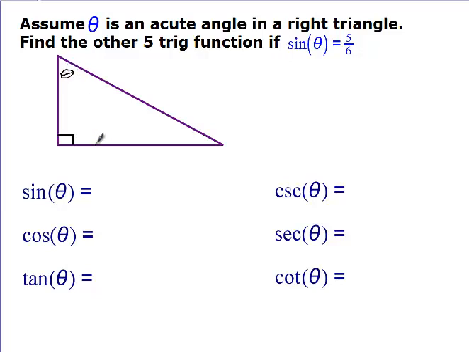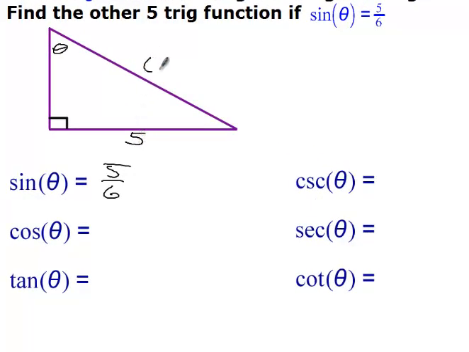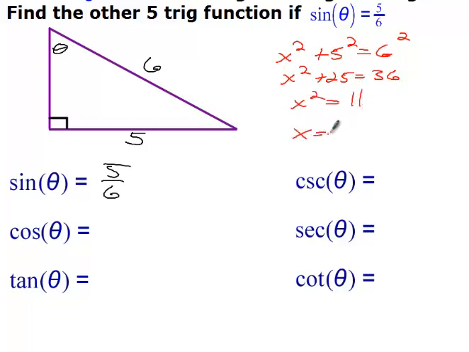And what do they tell you about theta? Which trig function do they give you? Okay, sine of theta is 5 over 6. So what does that tell me about my triangle? Right, so what's the length of this side here? Right, because that's the opposite side, and what's the length of the hypotenuse? 6. Okay, so now can I find the missing side? Pythagorean theorem. So we're going to use x squared, which is our unknown side, plus 5 squared equals 6 squared. X squared plus 25 equals 36. So x equals the square root of 11.